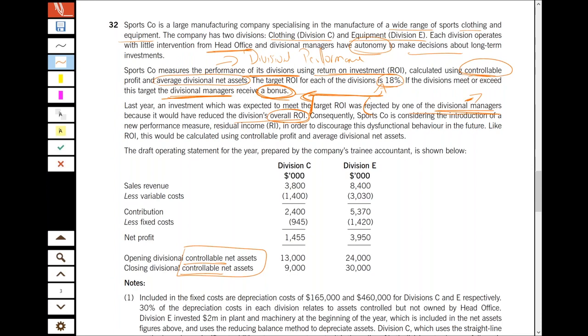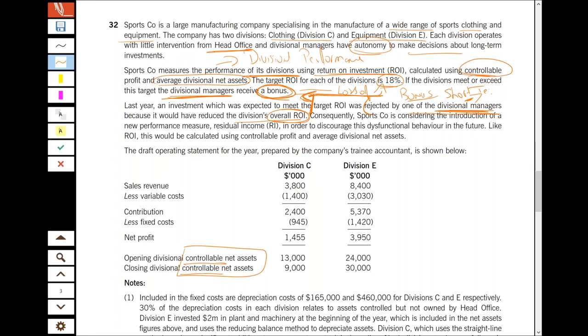Manager rejected the investment just because that investment would have reduced the ROI. And if the ROI goes down, that results in a loss of bonus. This means manager always takes a short-term approach. Are you listening to my point? Short-term approach.